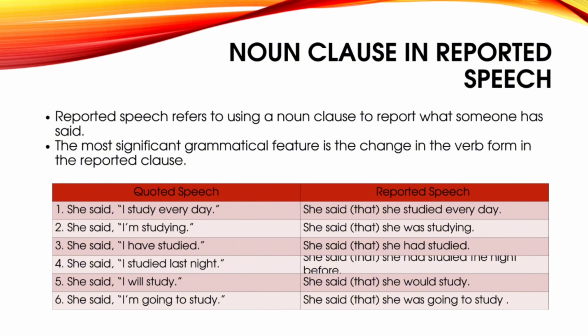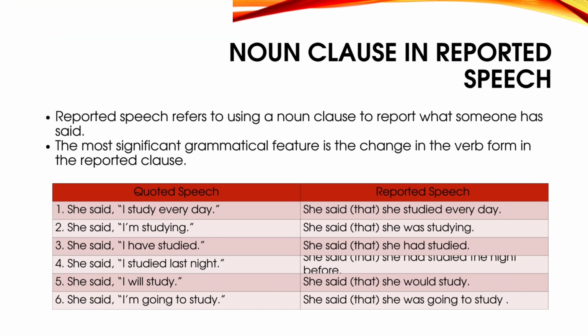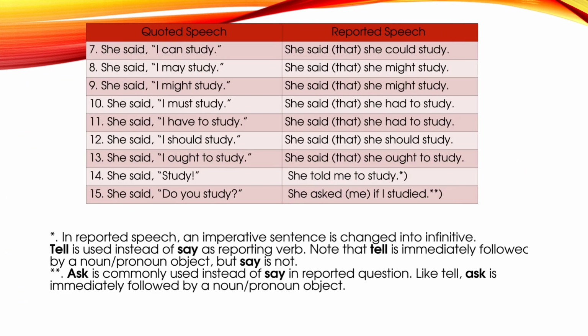She said, "I will study." She said that she would study. She said, "I'm going to study." She said that she was going to study. She said, "I can study." She said that she could study. She said, "I may study." She said that she might study. She said, "I might study." She said that she might study.